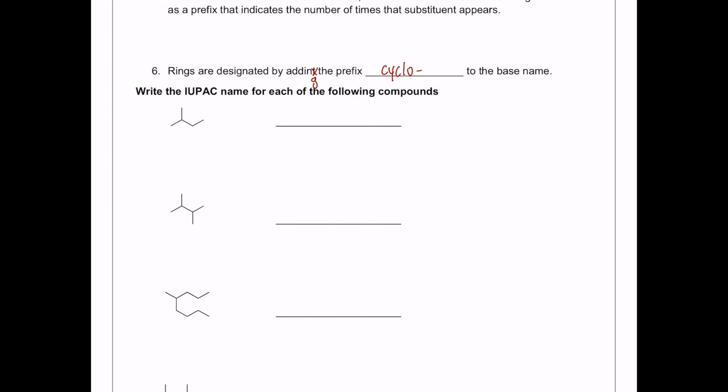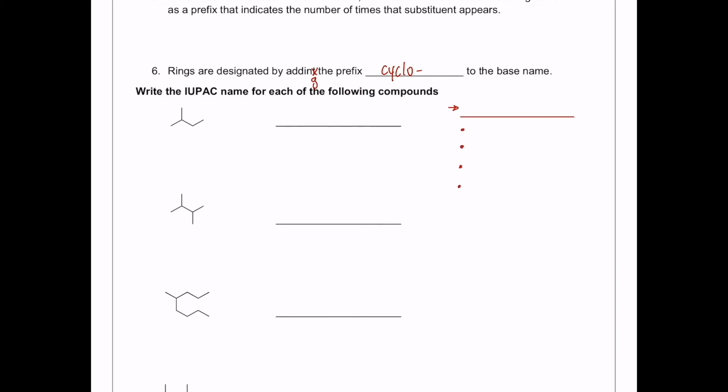Now let's go through the practice. Write the IUPAC name for the following compounds. Remember what step 1 is. Step 1 is to find the parent chain. And remember, the parent chain is just the longest chain. What I like to do is draw a little line, put the parent chain on top of it, and below that, bullet any substituents that I have.